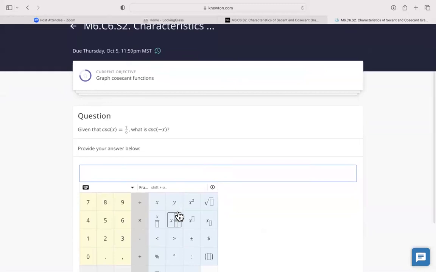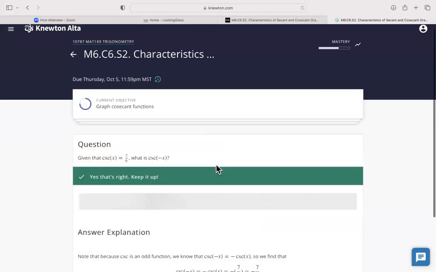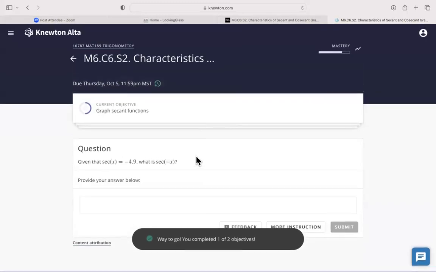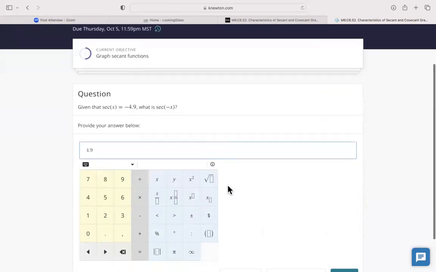So cosecant is 1 over sine. Sine is an odd function, so it's negative of the value that's there. So negative 7 over 6. Cool. Secant is an even function, so it's the same output, minus 4.9. Negative 4.9.